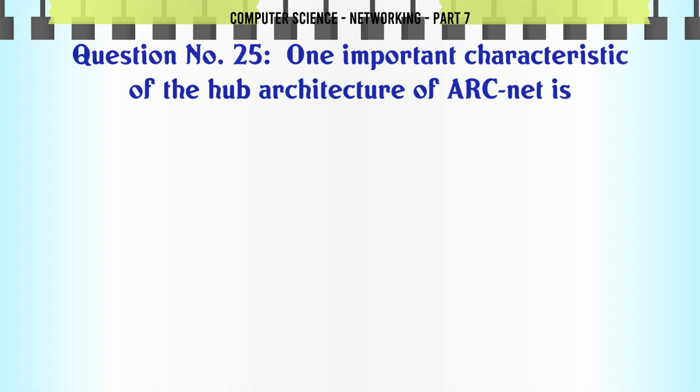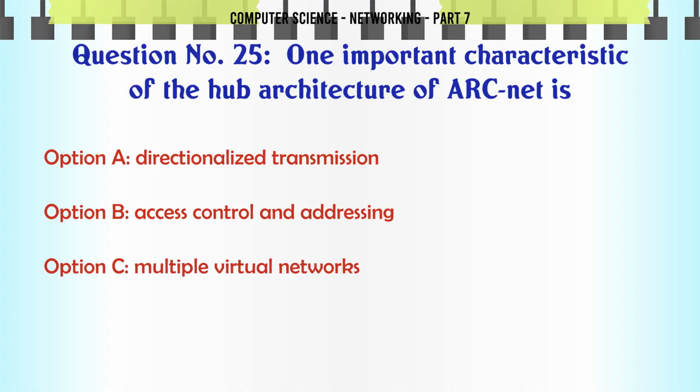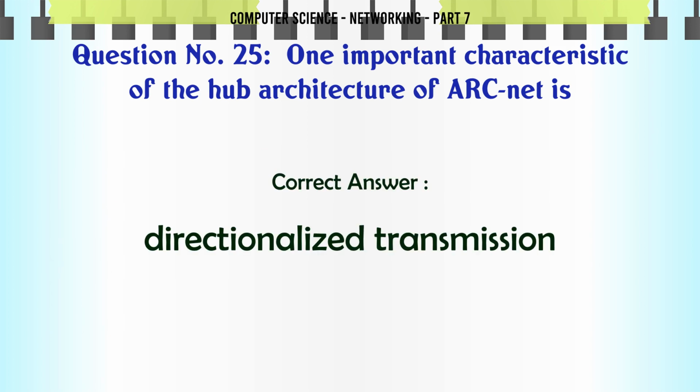One important characteristic of the hub architecture of ArcNet is A. Directionalized transmission, B. Access control and addressing, C. Multiple virtual networks, D. Alternative routing. The correct answer is directionalized transmission.